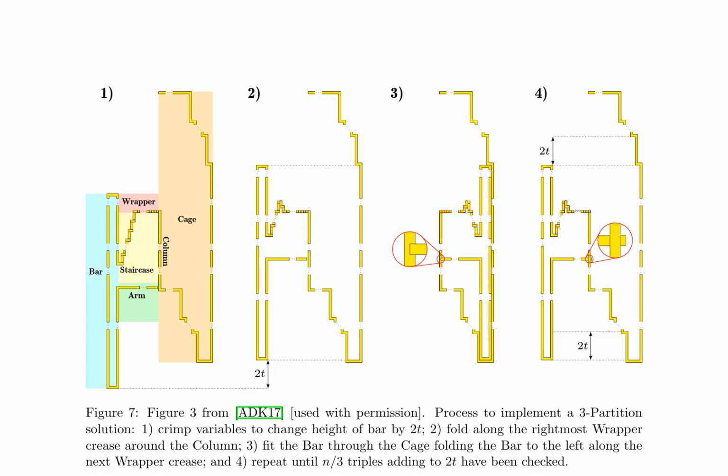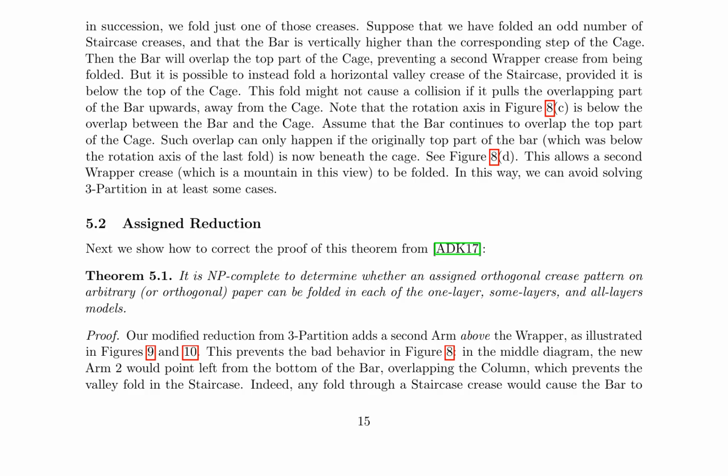The process of implementing a 3-partition solution involves the folding of the bar and the cage. It is crucial to correctly fold the bar along the wrapper crease to avoid overlapping with the cage. To resolve this issue, the concept of folding a horizontal valley crease in the staircase is introduced. This technique enables the continuation of the folding process without encountering the overlap problem.